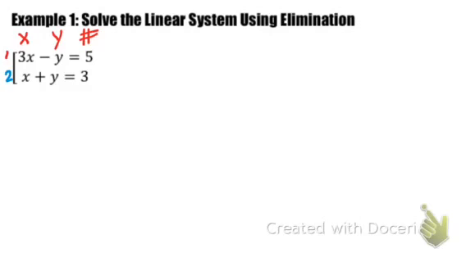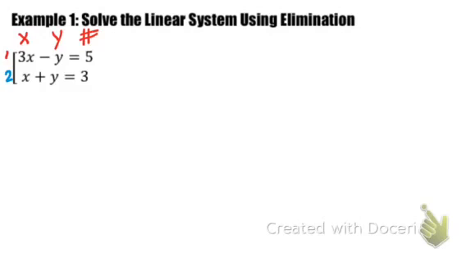So in this case, our first equation is 3x minus y equals 5, and the second equation is x plus y equals 3. Since all the terms are lined up nicely, I'm going to go ahead and see if I can use elimination to solve the system.